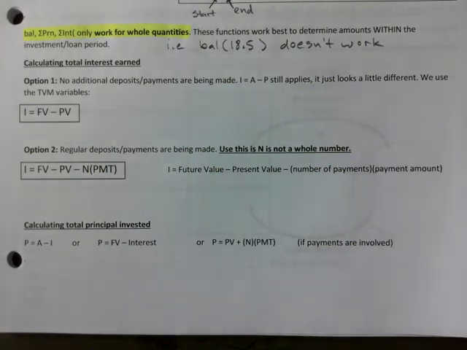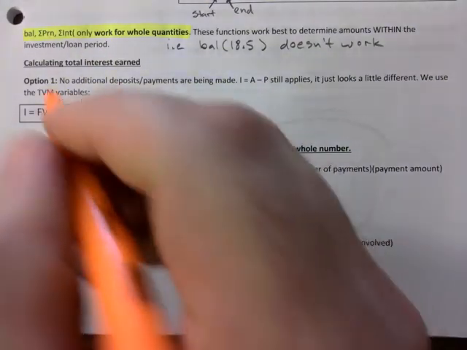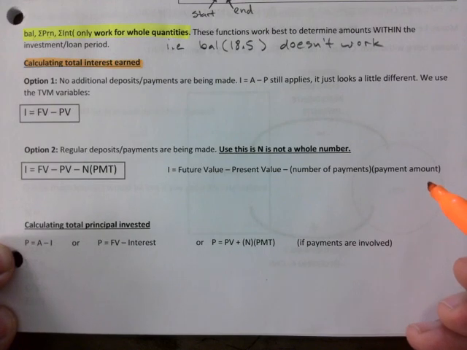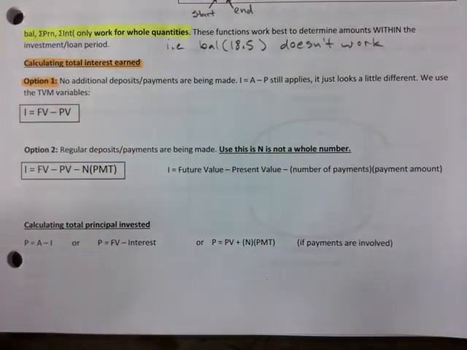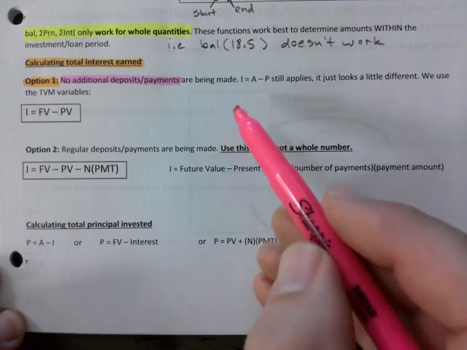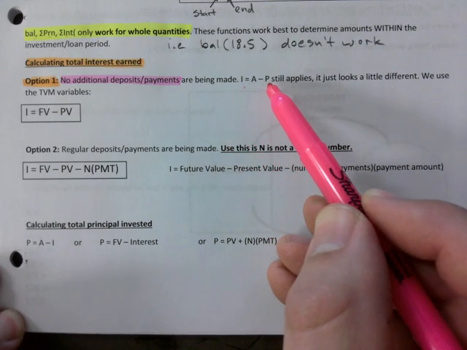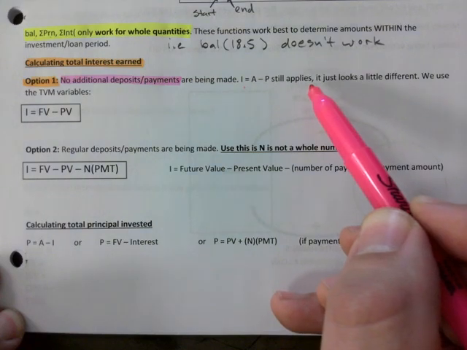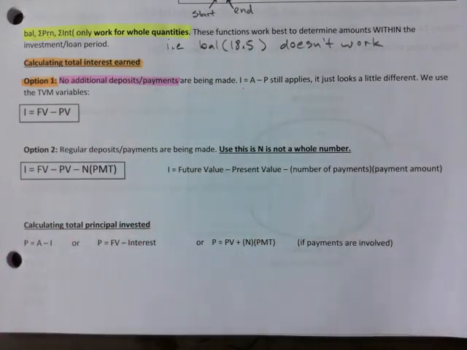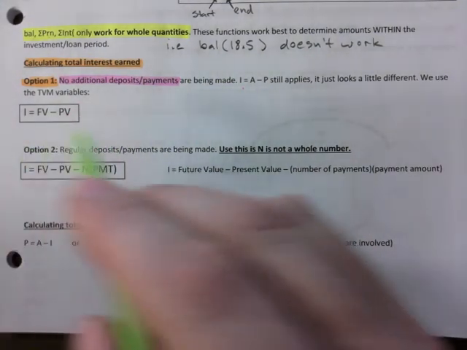Remember, this is still basically based on everything we've done before. Calculating total interest earned. You've got options. Option number 1, there are no additional payments. When there are no additional payments or deposits made, I equals A minus P still applies. It looks a little different. We use the TVM variables, and I will specify what this means.